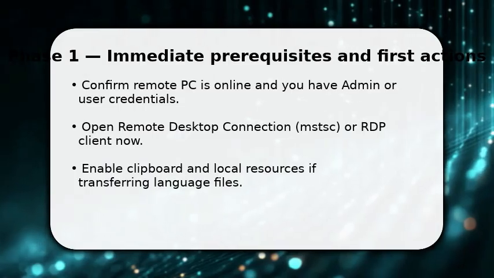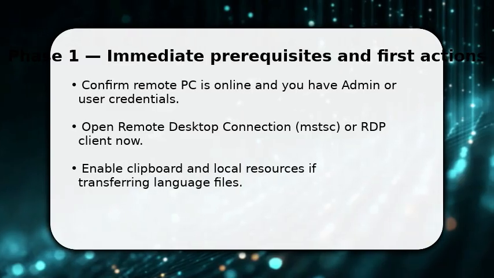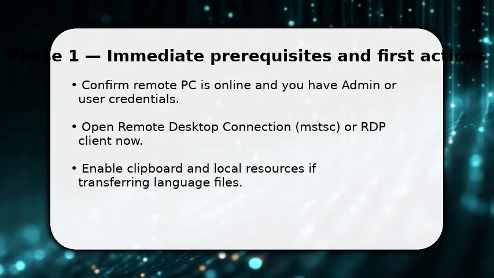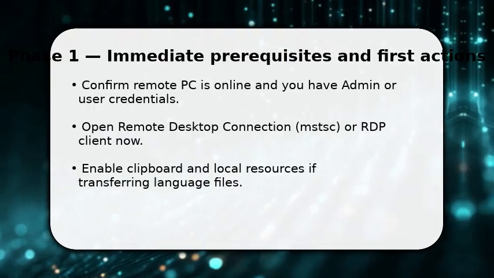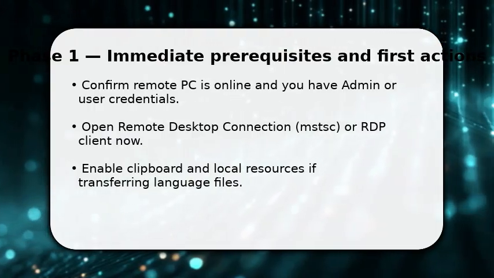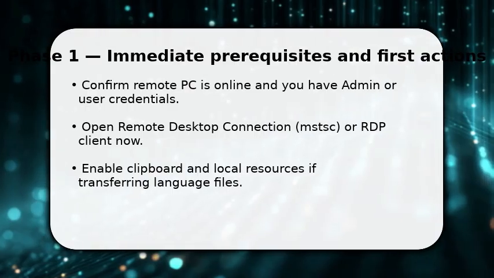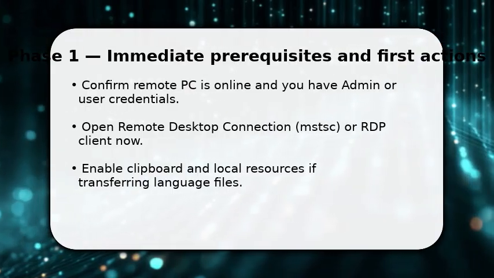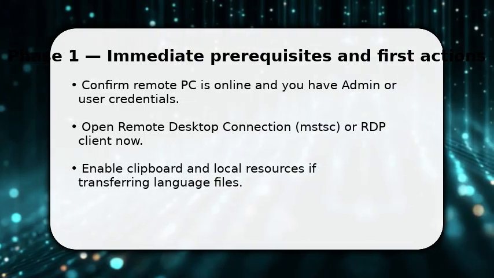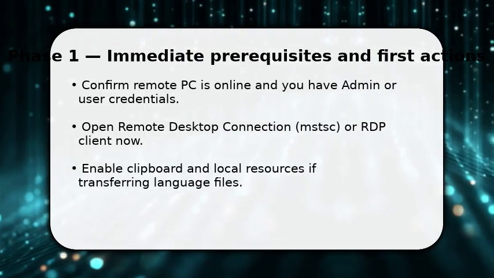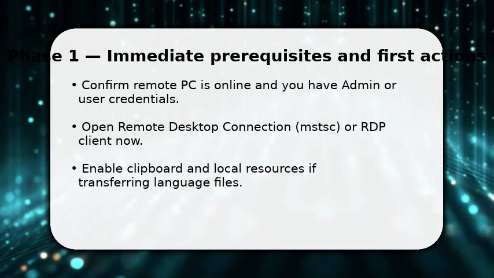You start by confirming you can reach the remote machine and that you have the right credentials. Once done, open your remote desktop client, MSTSC on Windows. Connect using the remote IP or hostname and supply credentials. Make sure local resources are enabled so you can copy language packs or installers easily. If group policy restricts installs, plan to use an admin account.